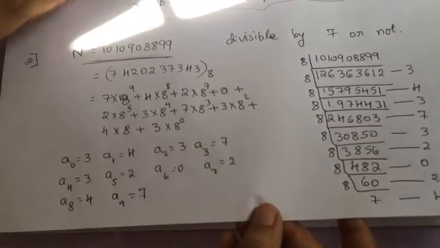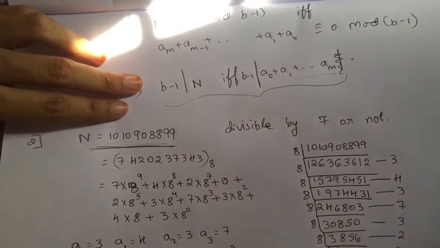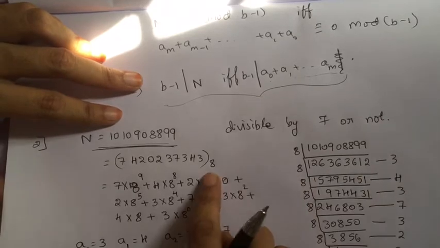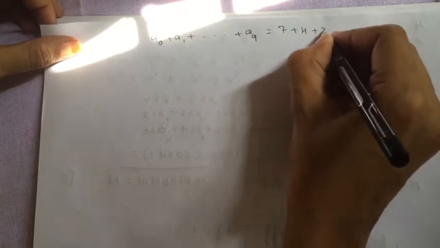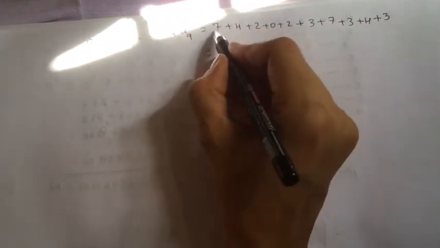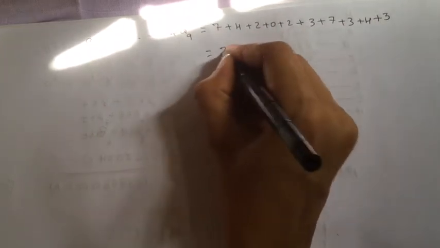Now you apply this divisibility test: b minus 1 divides n if and only if b minus 1 divides the sum of the coefficients. Here the base is 8, so b equals 8. Now I'm considering the sum of the coefficients, a_0 plus a_1 up to a_9. In this case it is 7 plus 4 plus 2 plus 0 plus 2 plus 3 plus 7 plus 3 plus 4 plus 3. So the total comes out to be 35.